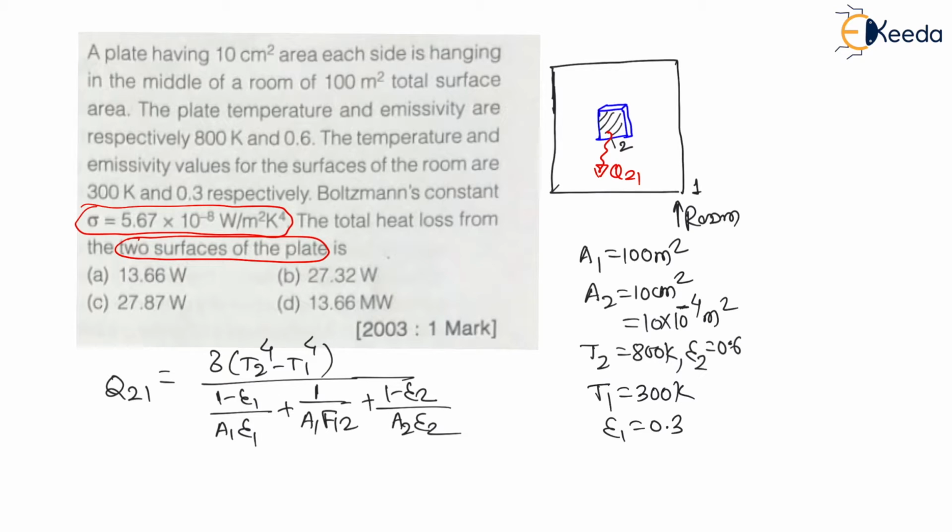Now my dear students, this one is a room. For 1 to 2, F1 to 2 will be present, but this we have to calculate. But my dear students, for this plate we have the reciprocal theorem, that is area 1 F1 to 2 is equal to area 2 F2 to 1.